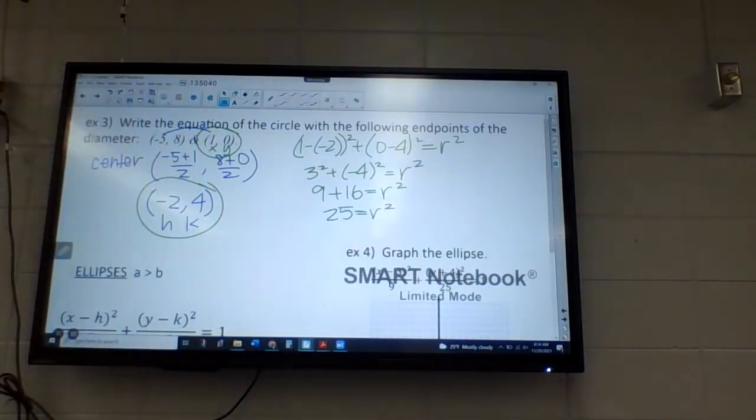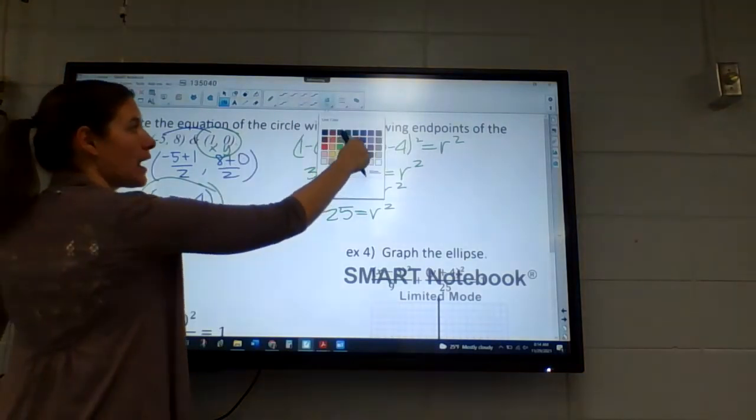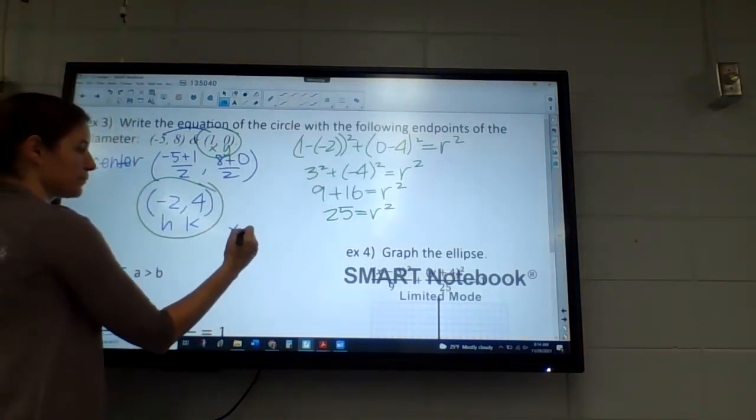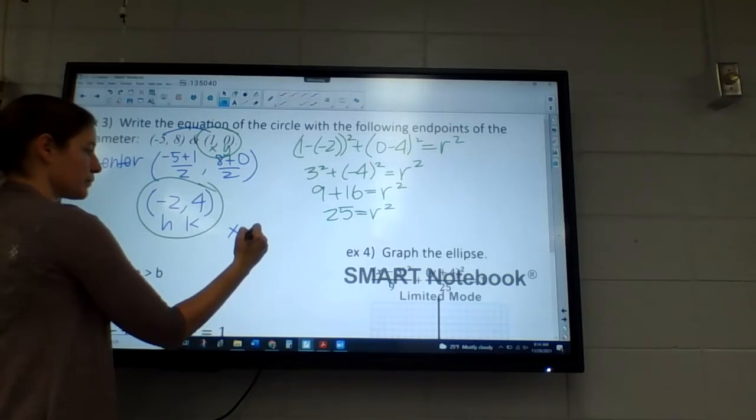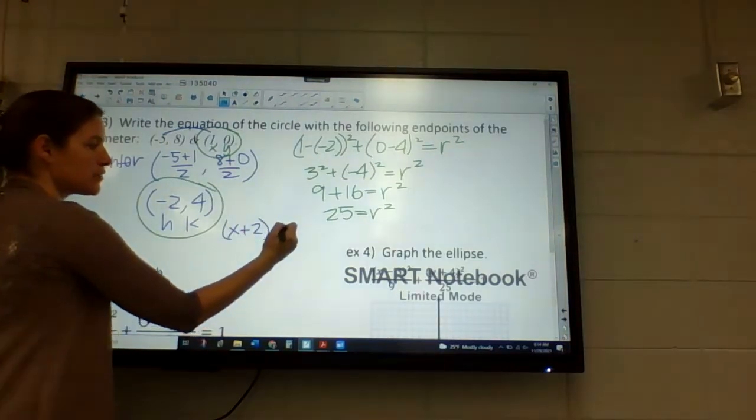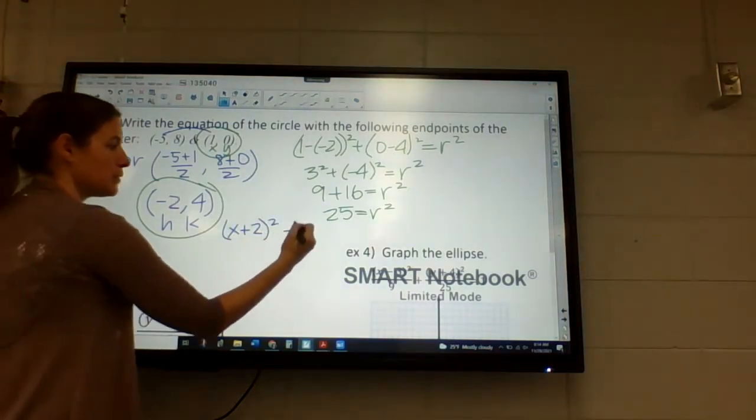So we have our r squared, which is technically all we need at this point. So now we take r squared and h and k and write it as an equation, because then we have it in standard form. Minus a negative 2 just becomes plus 2.